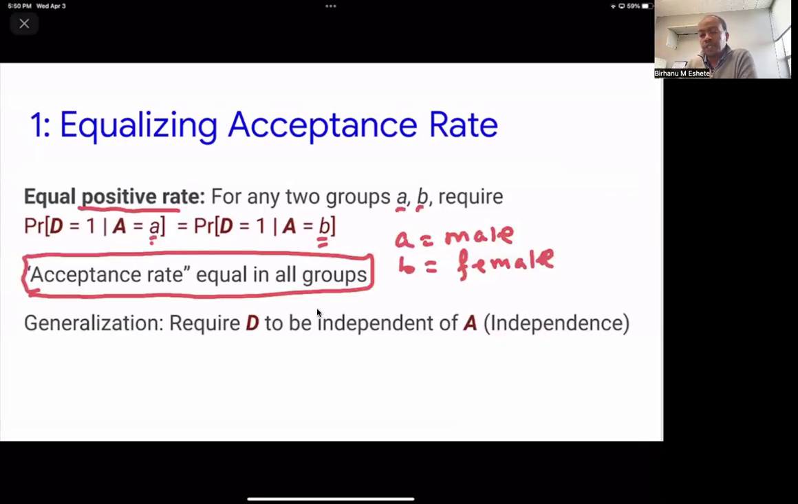When we generalize this idea, in one sentence, we require D to be independent of A. We want the decision to be independent of what group the person belongs to. And that's ideal. If the group membership is not taken into account, and the decision is based on other things, then it's less likely that the decision will be biased. Don't take this as the final word until we see everything else in this lecture, but that's the whole idea here.